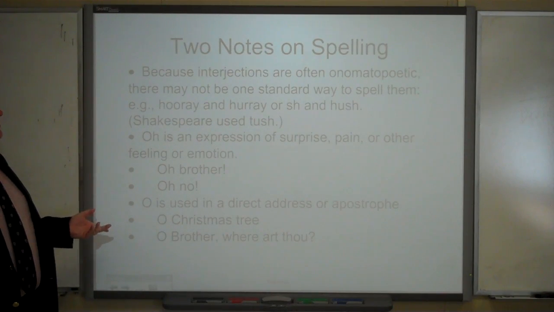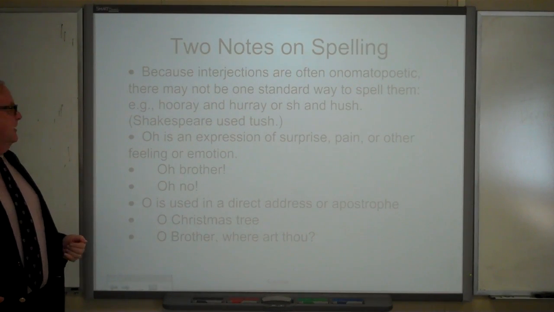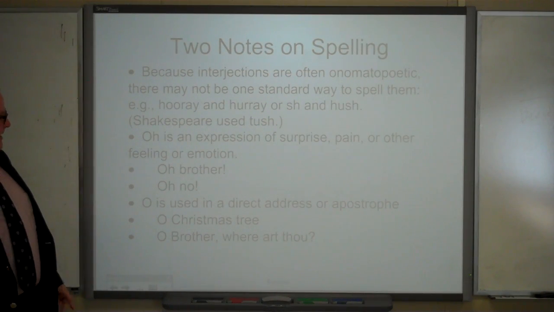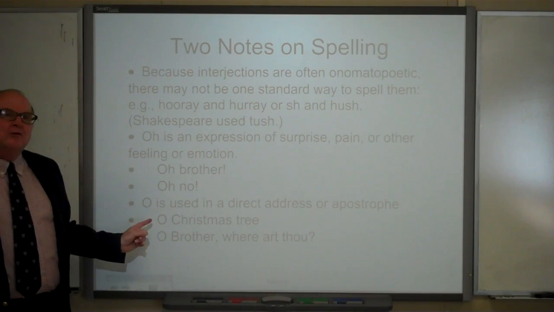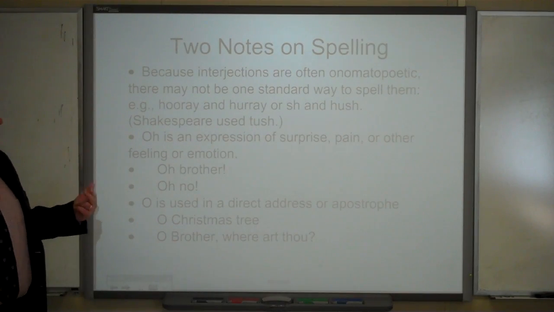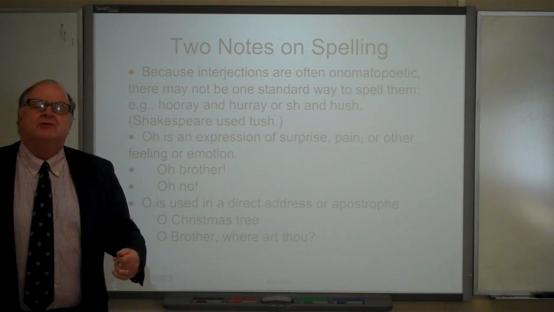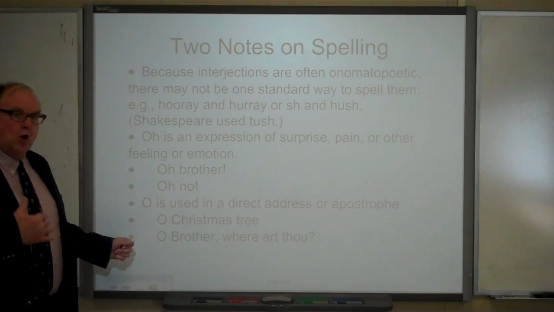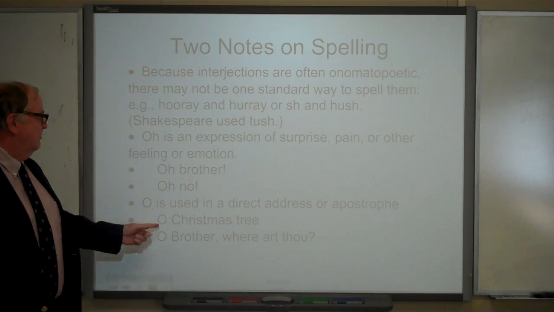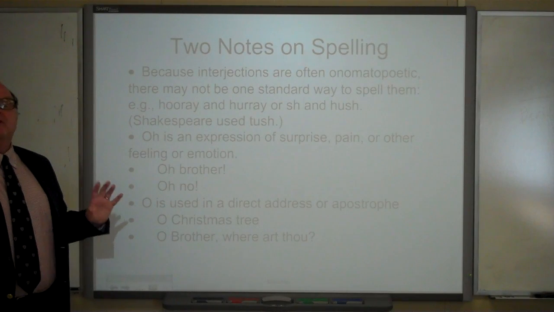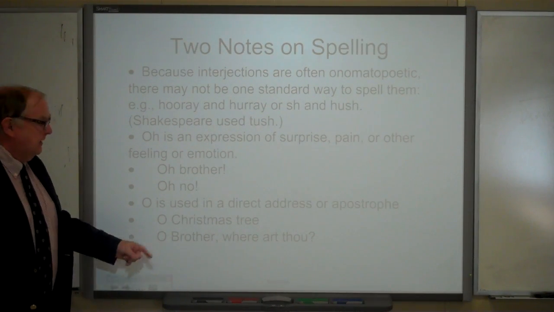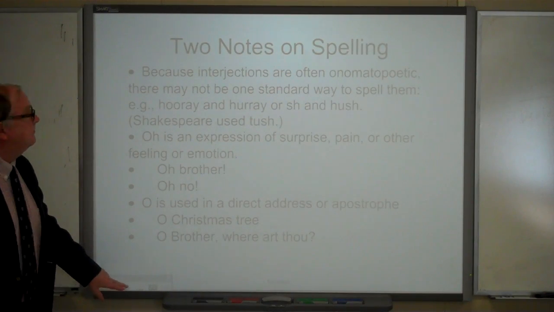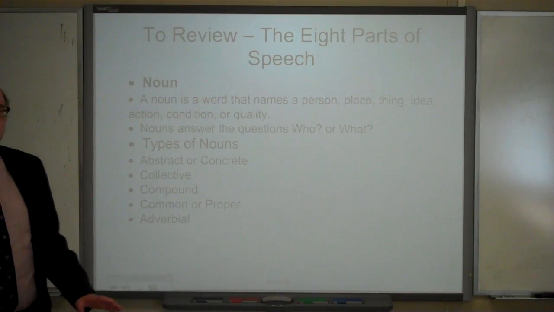O-H is an expression of surprise, pain, or other feeling or emotion. Oh, brother. Oh, no! Something like that. Whereas O without the H is used in a direct address or an apostrophe when you're talking to someone or something else. You know, O Christmas tree. Okay, that would be O without the H. O brother, where art thou? Again, that's O without the H.